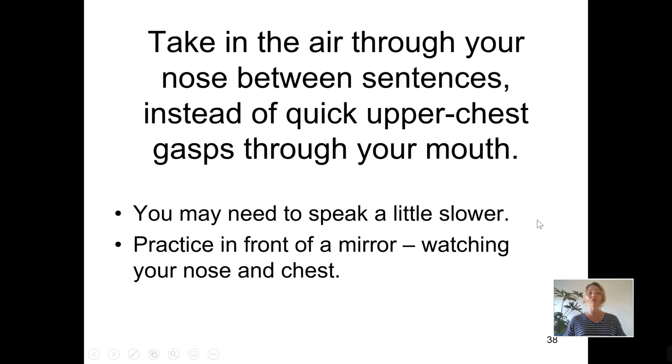Like the hare and the tortoise with physical exertion, you may need to start speaking a little slower. If you're a really fast talker, it's impossible to get that breath in, so you'll find you're getting that gasping pattern. It's good to do it in front of the mirror. It's always good to get that feedback so you can see what you look like.